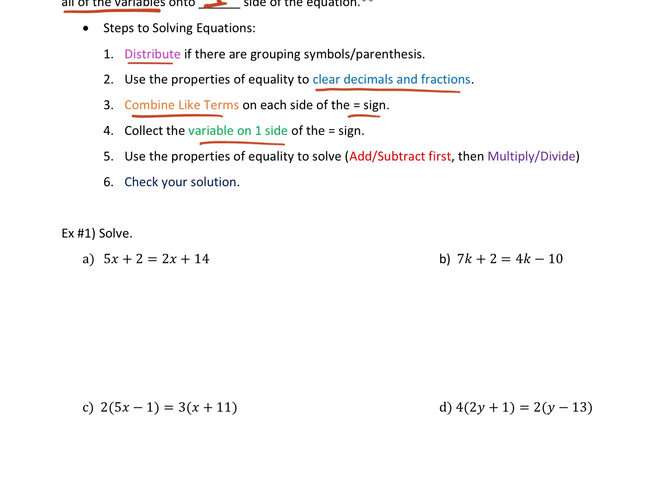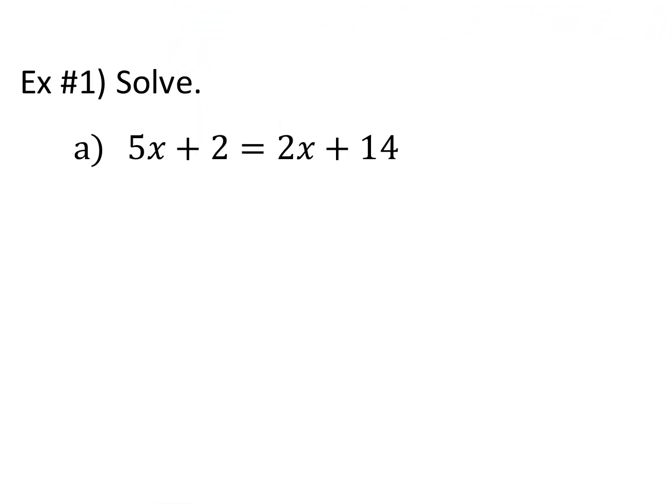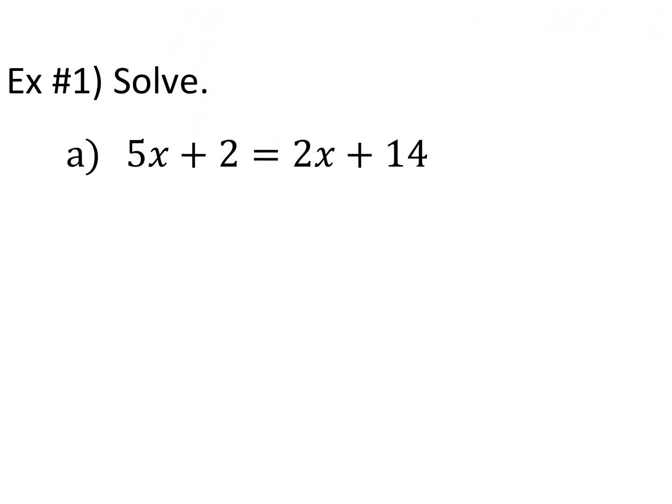That was an overwhelming yes, I heard it. Okay, good job. Okay, so this is about as simple as these get. There's no parentheses, there's no distributing to do, there's no combining like terms to do. What I need you to see is your equal sign is here. So there is nothing on the left that we can combine, and there's nothing on the right we can combine. So this is where now our job is inverse operations, okay? So you have a 5x plus 2, you have a 2x plus 14. What would you do first?